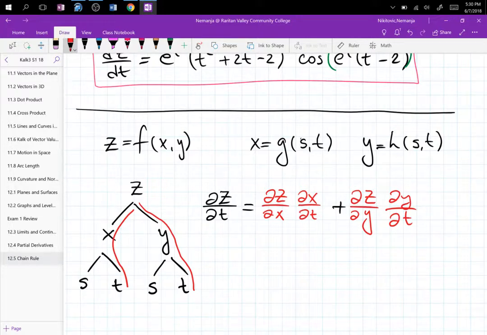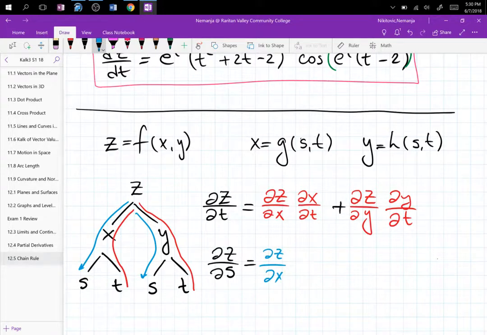Now I want the other one. What is partial z, partial s? Well, that's going to be this blue path, which we take. Again, branching at z, therefore partial z, partial x. Branching at x, partial s. Plus, branching at z, so partial z, partial y. Plus partial y, partial s.